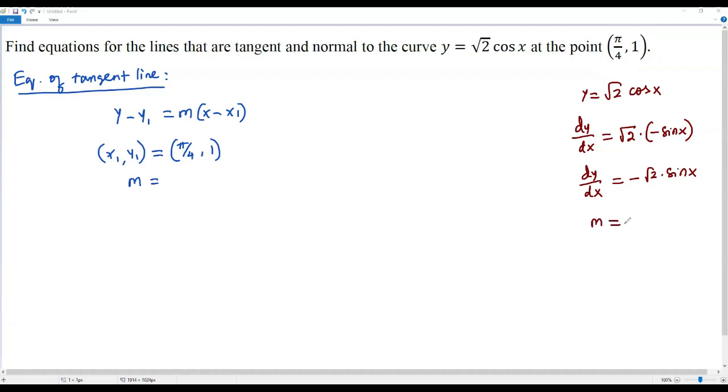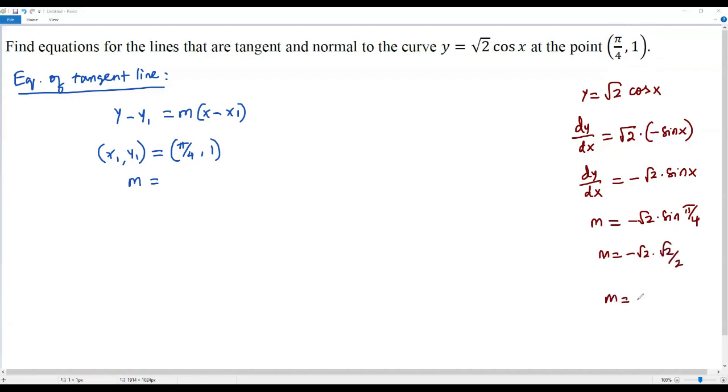We know that m represents the slope of the tangent line. To get the slope at this point, m equals negative square root of 2 times sine, and I plug in the x coordinate pi over 4 for x. If there were any y, I would plug in the y coordinate 1 for that y, but we don't find y. Then m equals negative square root of 2 times sine pi over 4, which is 45 degrees. We can get the value of sine 45 degrees from a trigonometric ratio table or the unit circle. The value of sine pi over 4 is square root of 2 over 2.